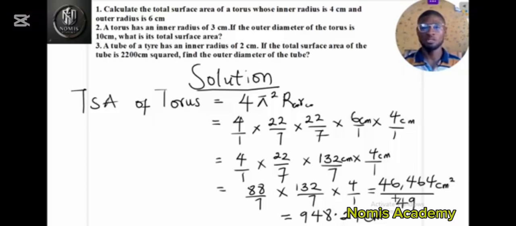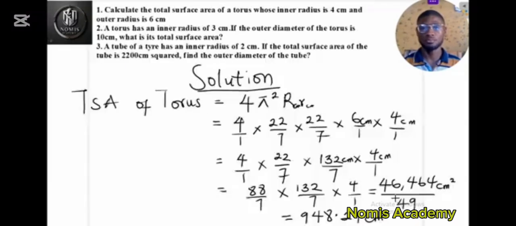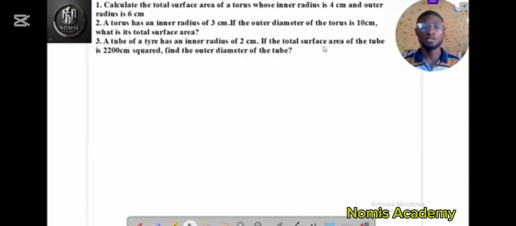Let's take question number 2. Question number 2 says a torus has an inner radius of 3 centimeters. If the outer diameter of the torus is 10 centimeters, what is the total surface area? Okay, let's go into the solution.